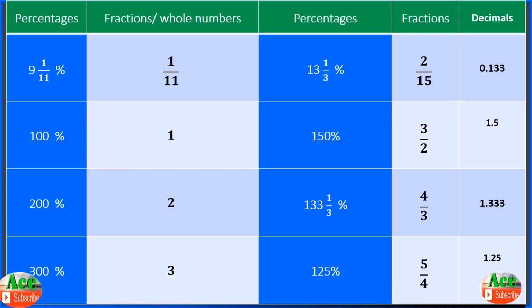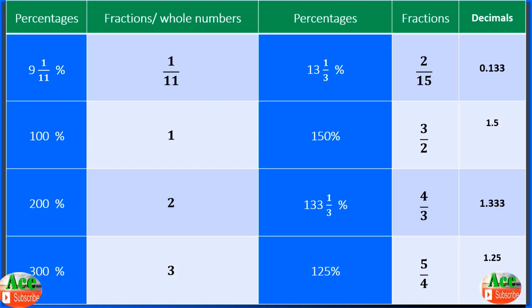100% can be expressed as a whole number 1. 200% can be expressed as a whole number 2. 300% can be expressed as a whole number 3. 13 and 1 by 3% can be expressed as a fraction 2 by 15, and as decimal 0.133.